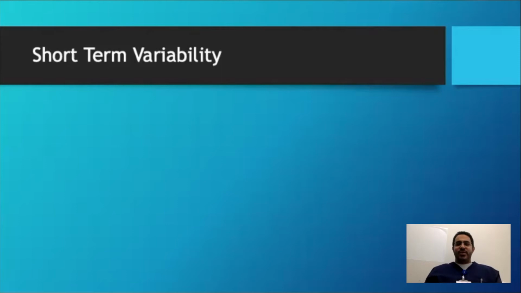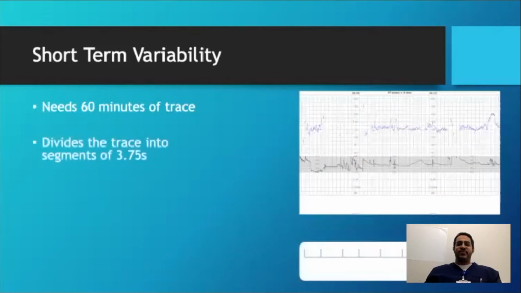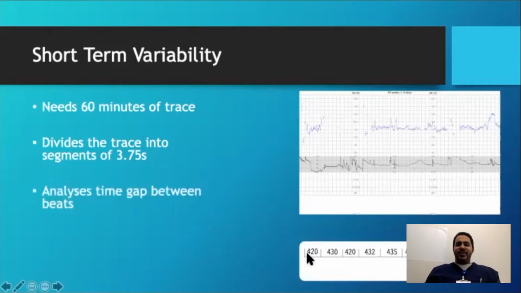Okay. So the machine takes the entire 60 minutes and it divides that into sections of 3.75 seconds. And why 3.75? Why 4? I have no idea. I could not find the answer to that. So why not 4 seconds each? Yeah. Why 3.75? I don't know. What it does is it actually plots the beats over those 3.75 seconds. And what it does, it calculates the difference in milliseconds between each beat.